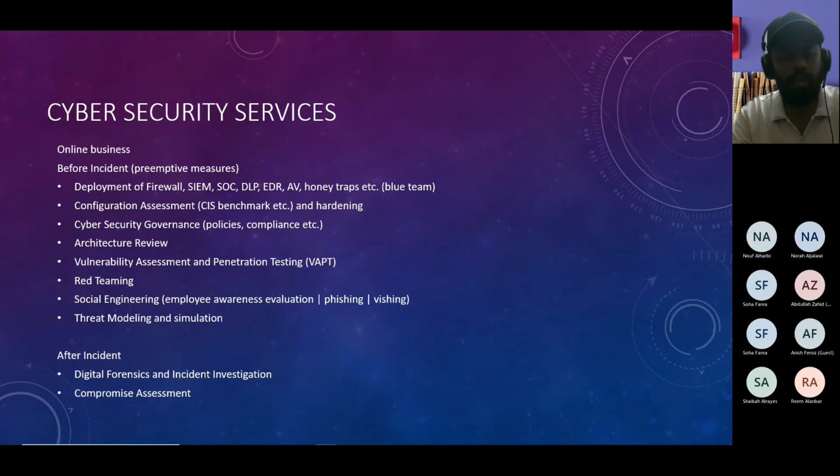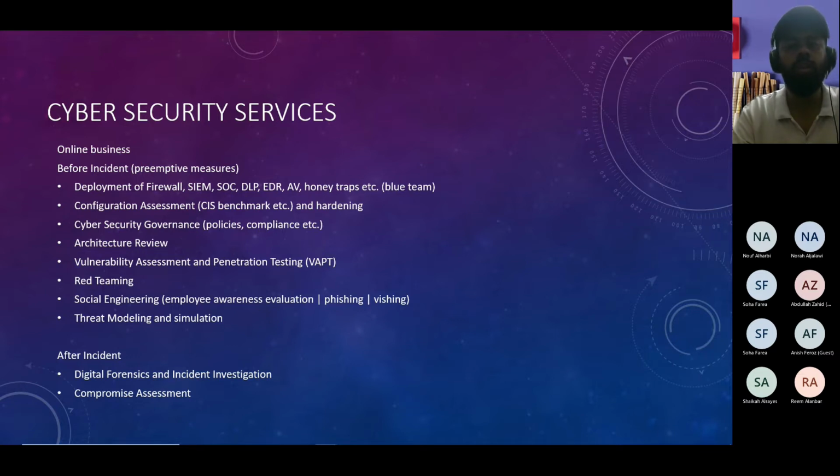Now consider yourself a business owner. You will think that it is quite possible that you will get a cyber incident, so before that incident, you have to take some preemptive measures and follow some precautions, to avoid the cyber incident. There are different types of cybersecurity services. Some are applicable before an incident and some after the incident. I have arranged the services before and after the incident.